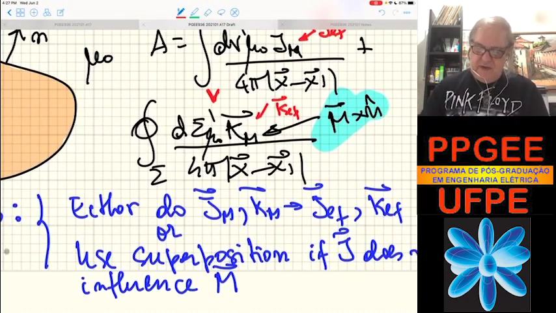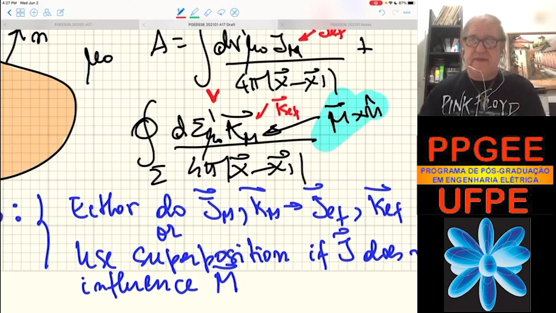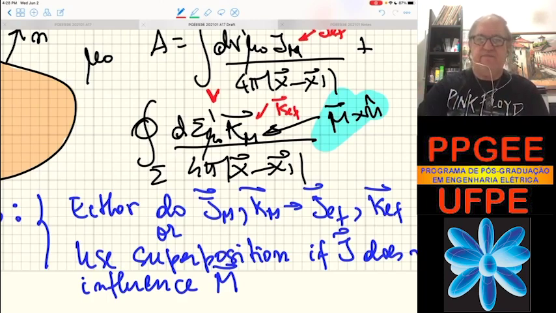So these are the two alternatives. You either solve the problem completely at once, or just separate into parts. Sometimes it's easier to figure out the solutions. The solution of one problem alone is easier to determine sometimes. So you can solve like this.